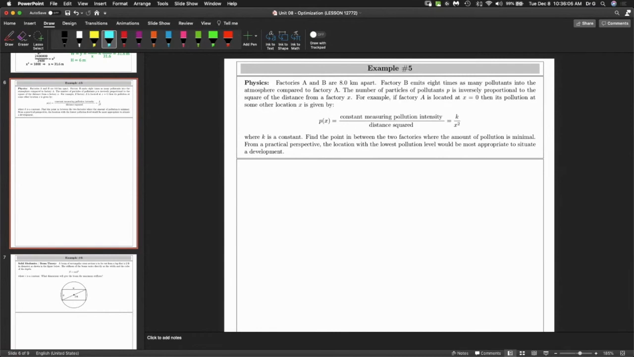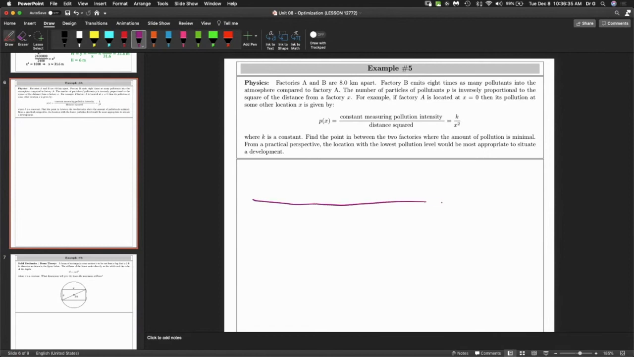I should mention this question is very practical. So we have 2 factories that are 8 kilometers apart. And imagine a highway between them. And you want to think about where in between those 2 factories that are emitting pollution you would want to be situated to have the minimum exposure to pollution. So let's see that on a diagram, okay?